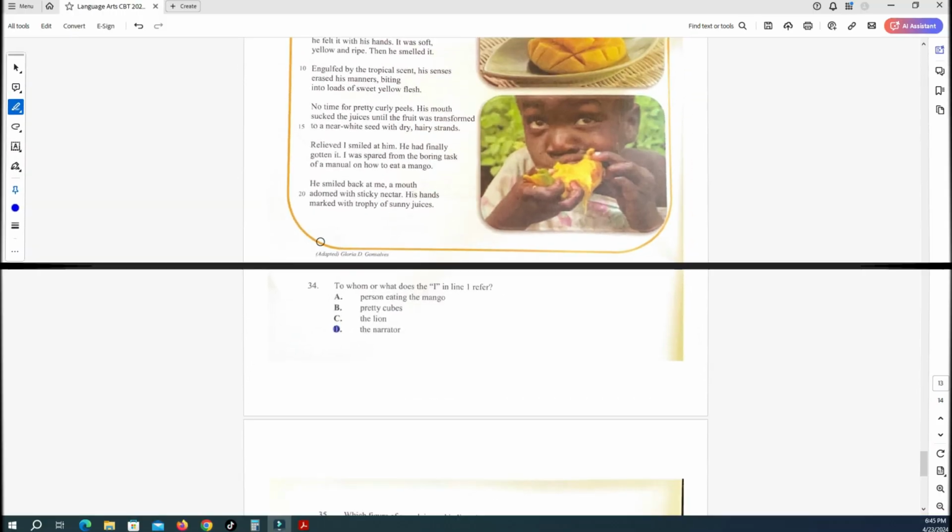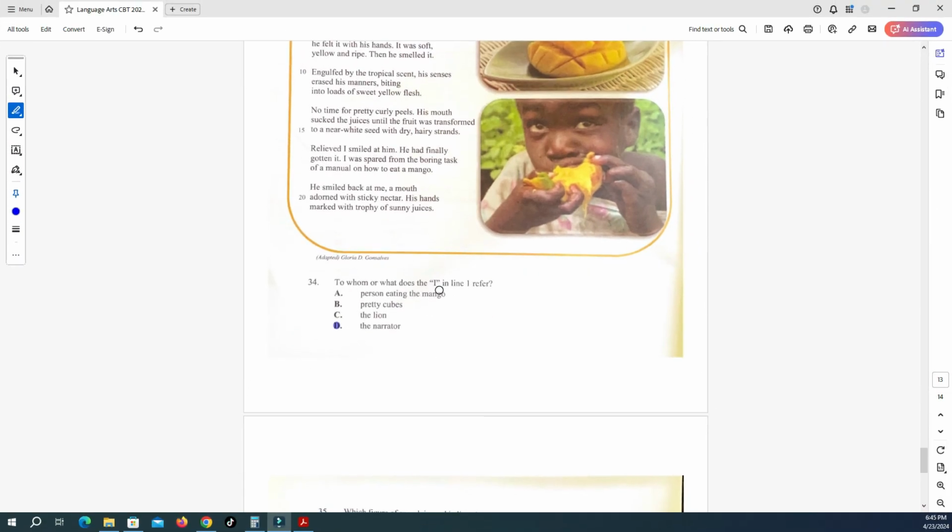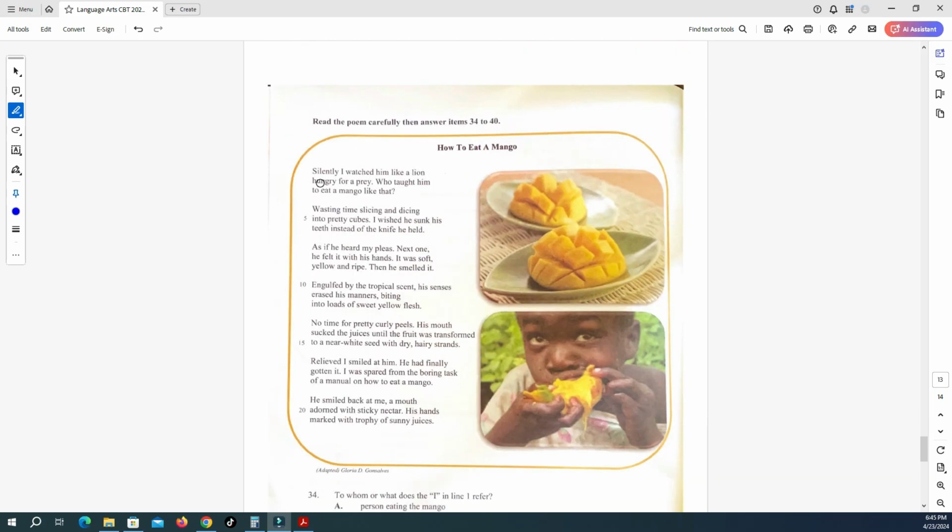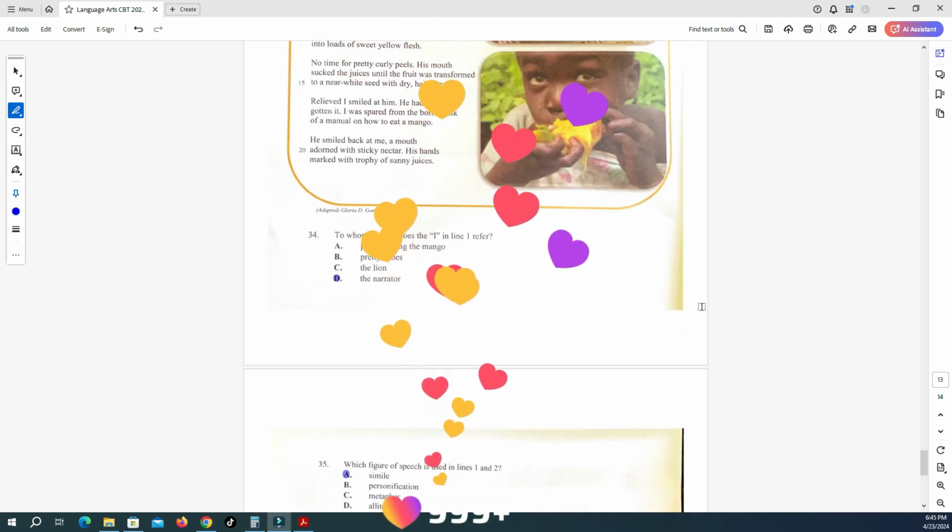That's funny. Okay, so 34. To whom or what does the "I" in line 1 refer to? I chose the narrator. I must be the narrator that's telling the story.